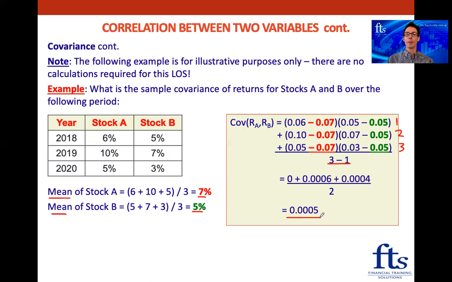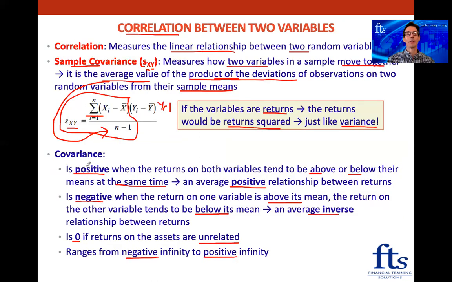This doesn't tell us the strength of the relationship between the two, but all we can say is this, and as promised, we are now going back to the previous slide. We have a positive covariance in our example. So this means the returns on both variables tend to be above or below their means at the same time. There's an average positive relationship between the two.